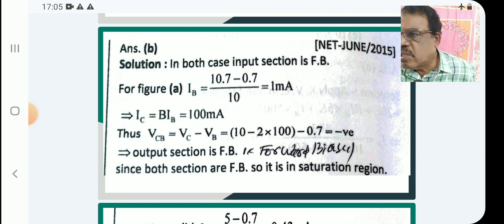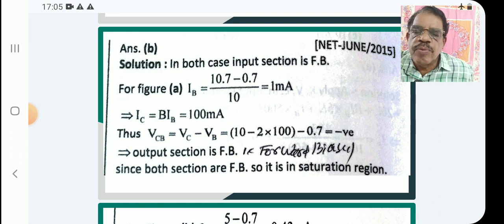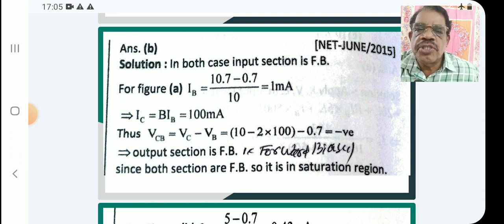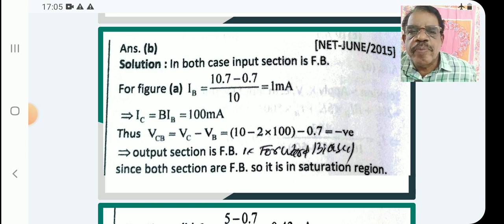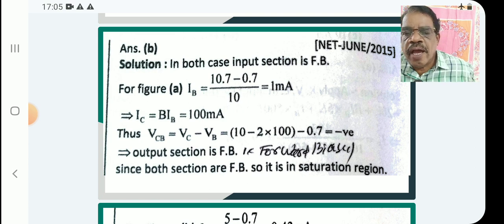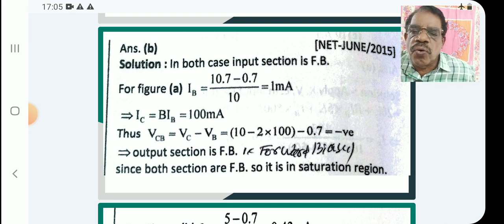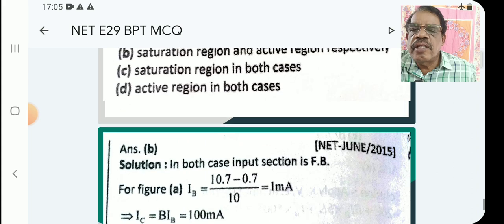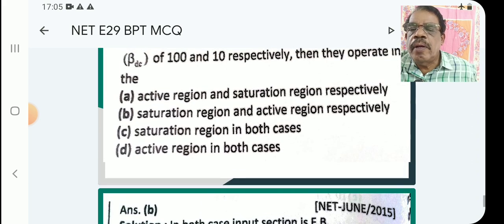Now, in normal transistor operation, the emitter base junction is forward biased and the collector base junction is reverse biased. Here reverse biased is not obtained. So both sections are forward biased, the input section and output section are forward biased, so it is in the saturation region. So the first is in the saturation region, the answer is correct.